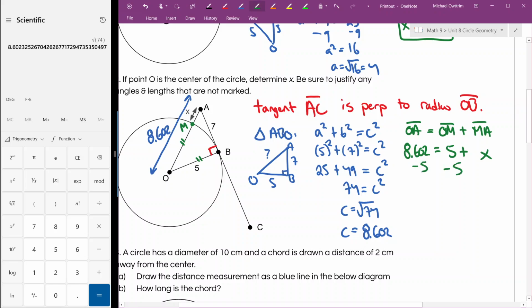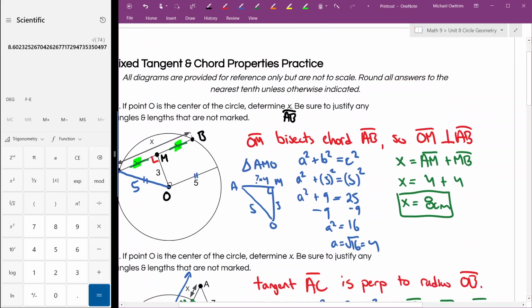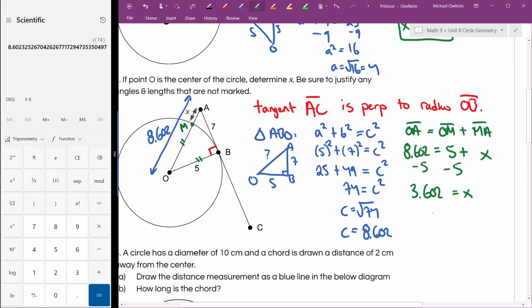Solve this equation, I'll subtract 5 from both sides, and I'll get 3.602 is equal to x. And I think we're asked to round to the nearest tenth here, so we'll say 3.6 is the value of x.